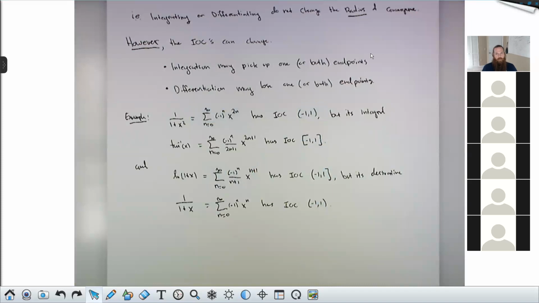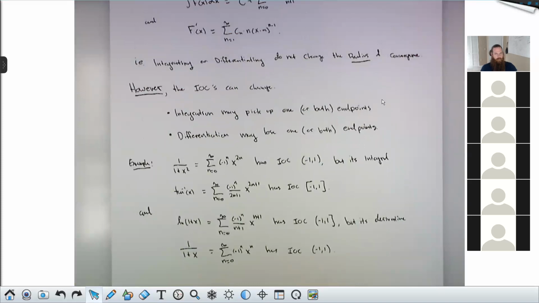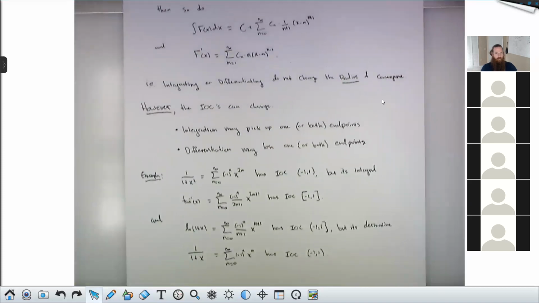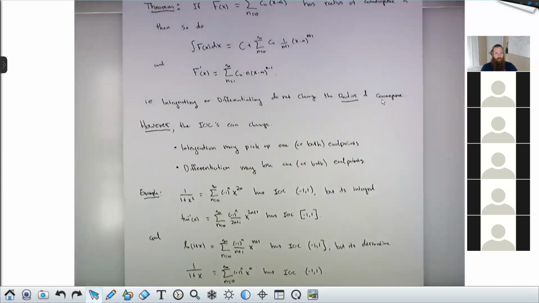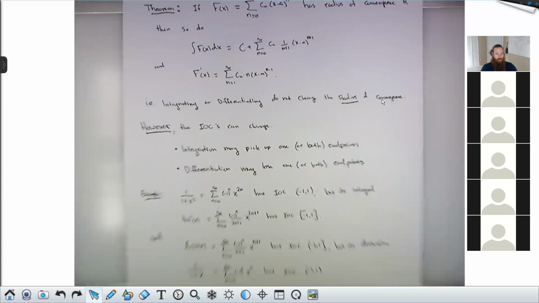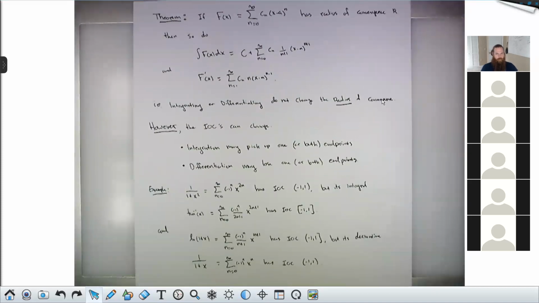So with integration, you can gain an endpoint or two. With differentiation, you can lose an endpoint or two. And in neither case will you change the radius of convergence. Integration and differentiation do not change the radius of convergence.